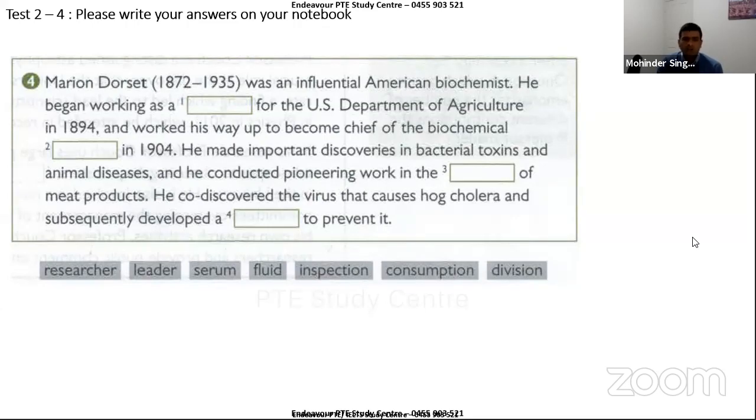So in the inspection of meat, that was there. Now last one was he co-discovered the virus that causes hog cholera and subsequently developed a, what did they develop? Serum. Yep, so we develop a serum. Sir, serum or serum? Yes, serum, it's fine. Not too bad, both of them. Serum. Yep.